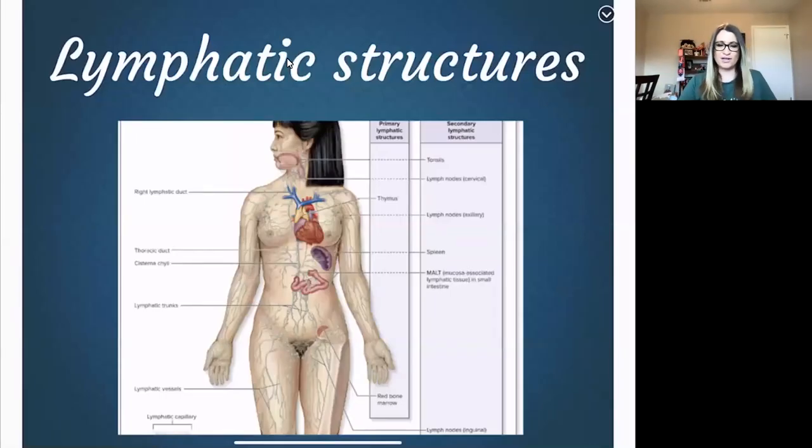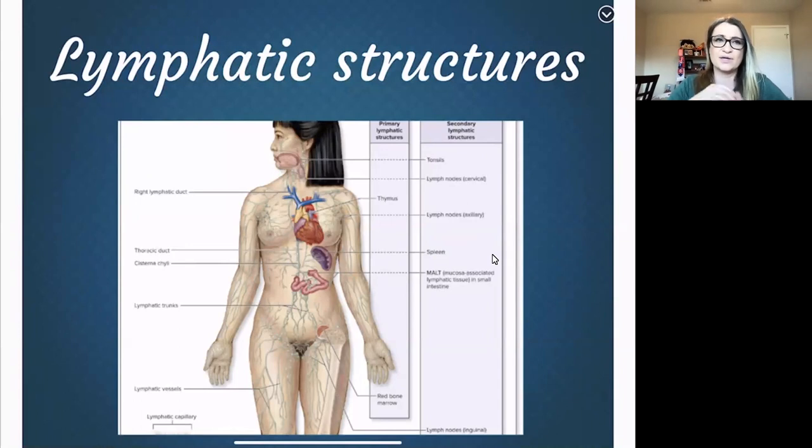Okay, so we're going to talk about chapter 21, which is the lymphatic system. This is going to be a relatively short chapter, kind of an intro into chapter 22, so we'll be referring a lot to 21 when we go over 22. In chapter 21, we're just going to talk about what the lymphatic system is and the parts of the lymphatic system, and then in 22, we'll be talking about how it is important in our immune system.